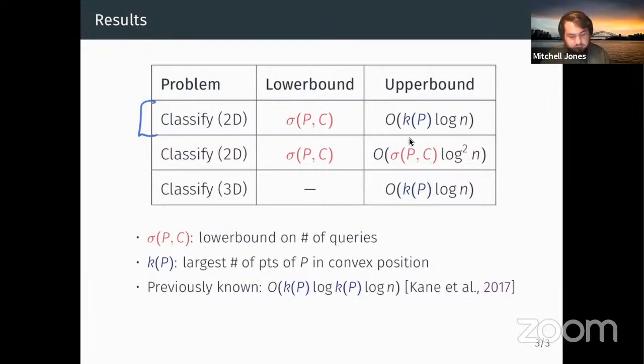And then in 2 dimensions also, we were able to get an improved algorithm which runs in sigma(P, C) log^2 n queries. So this essentially matches the lower bound up to a polylog n factor. In 3 dimensions, we were able to extend the first algorithm, which uses k(P) log n queries, into 3D to also get k(P) log n queries. But this is the best result we have in 3D. And we didn't have any results in 4 dimensions or higher, and that's completely open.